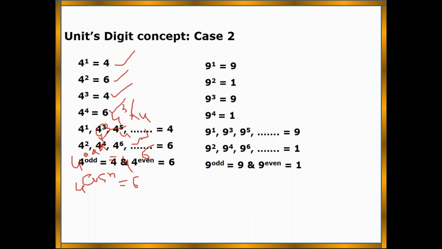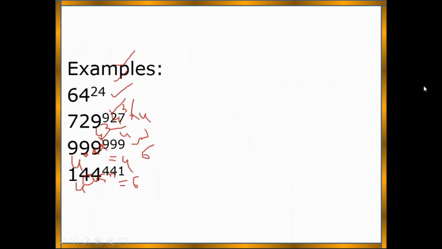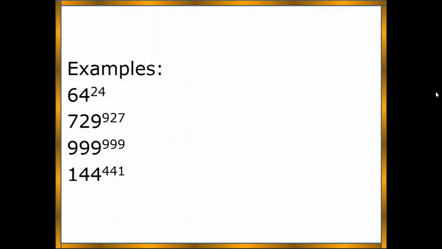Next one, consider some of the examples. 64 power 24. Whenever it is 64 power 24, it depends on 4 power 24. You have to focus on whether the power of 4 is an even power or an odd power. So 24 is the even power, right? Yes. So what is the answer for 4 power even? 6.